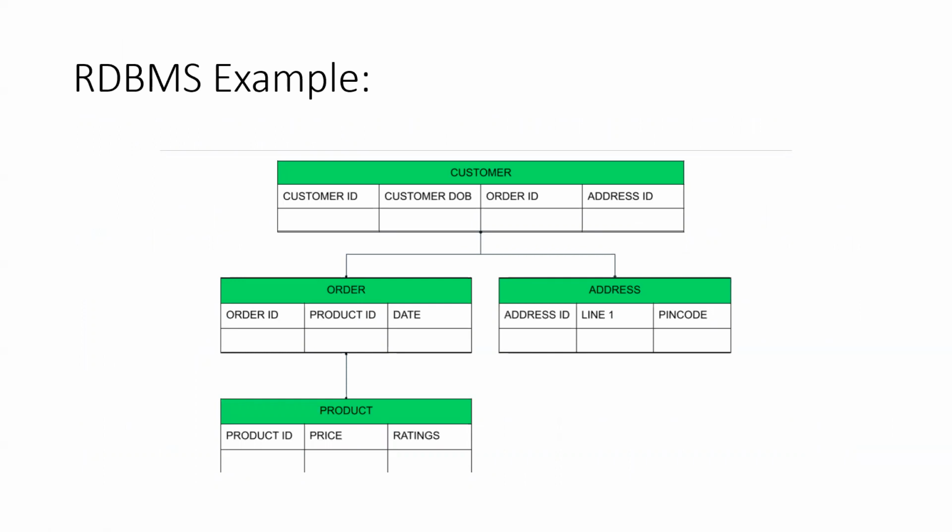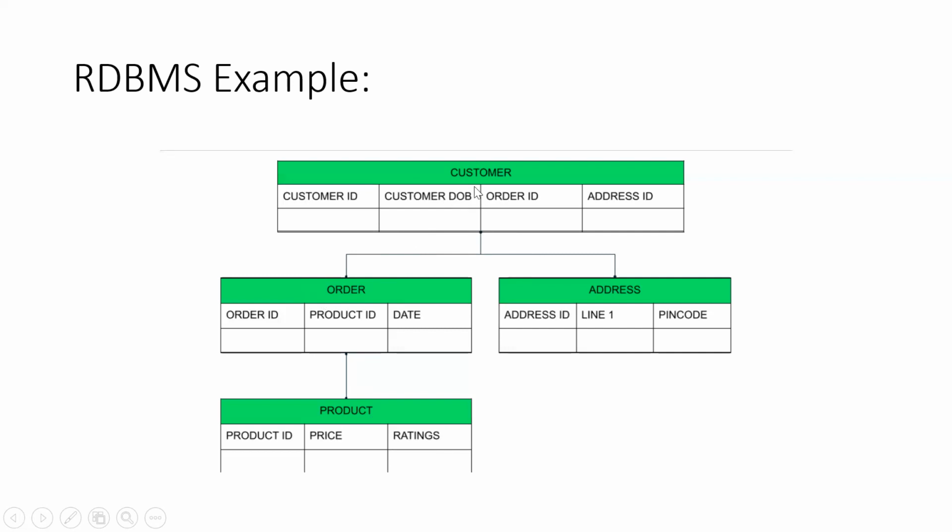This is how we store data in a relational database management system. There are lots of tables available in the database. Suppose this is the customer table, this is my order table, this is my address table, this is the product table. So how do we set up relationships?